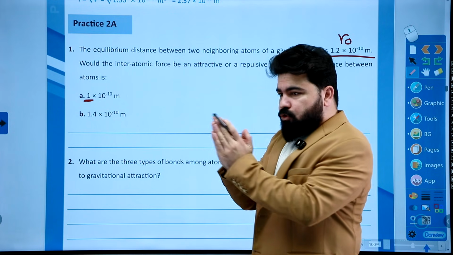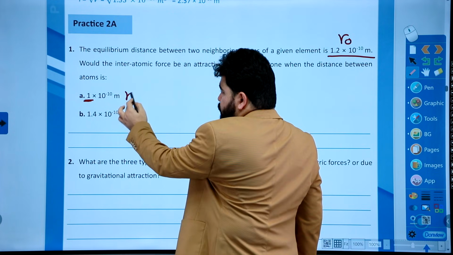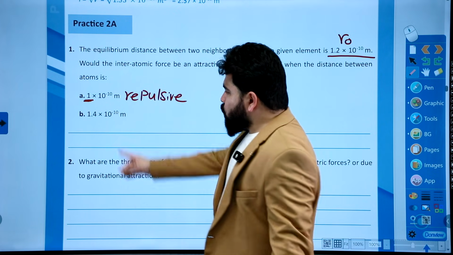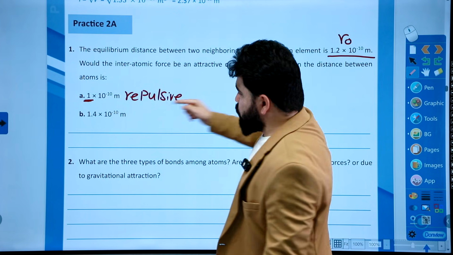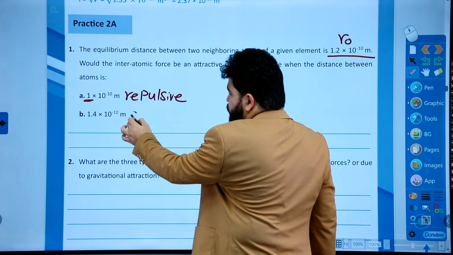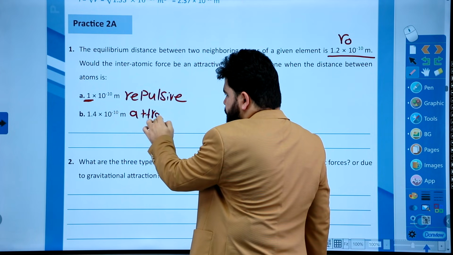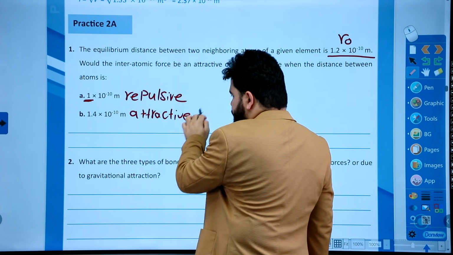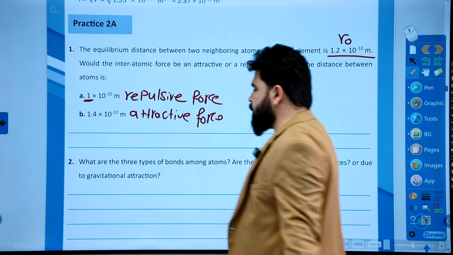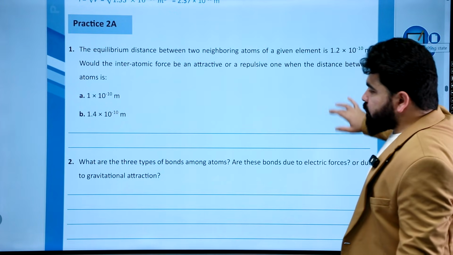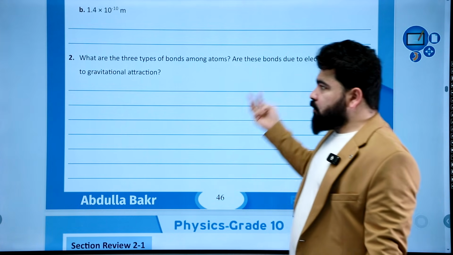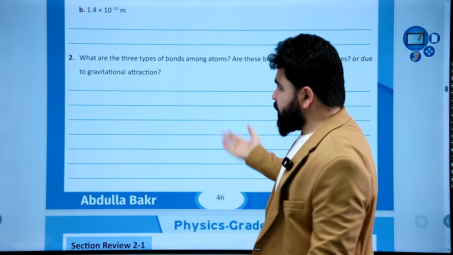If two atoms get too close together, the force between them is going to be repulsive. Be careful. Now from 1.2 to 1.4, the distance has increased. So the force is going to be attractive. Attractive force. And this one, repulsive force. Question 2 says, what are the three types of bonds among the atoms? You have ionic bonding, you have covalent bonding, and you have metallic bonding.